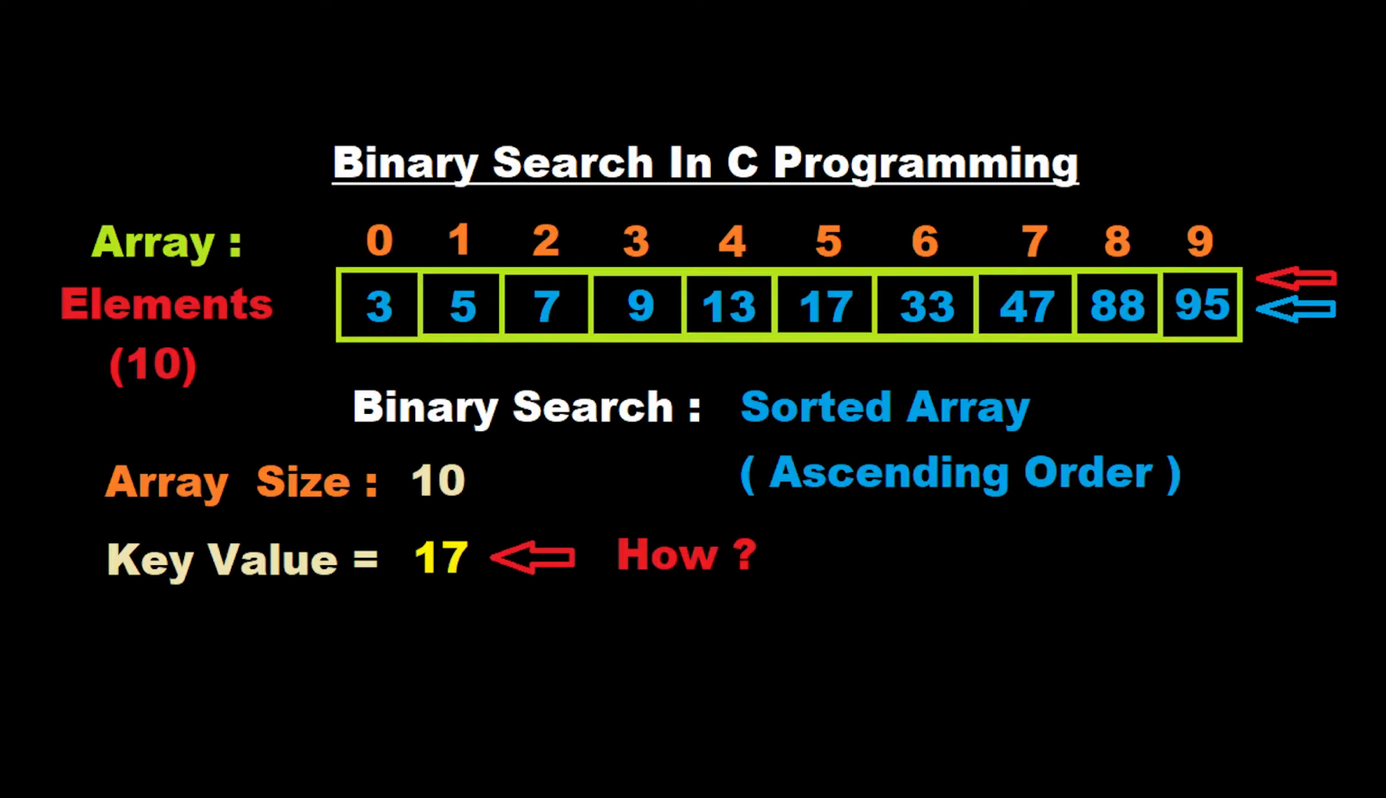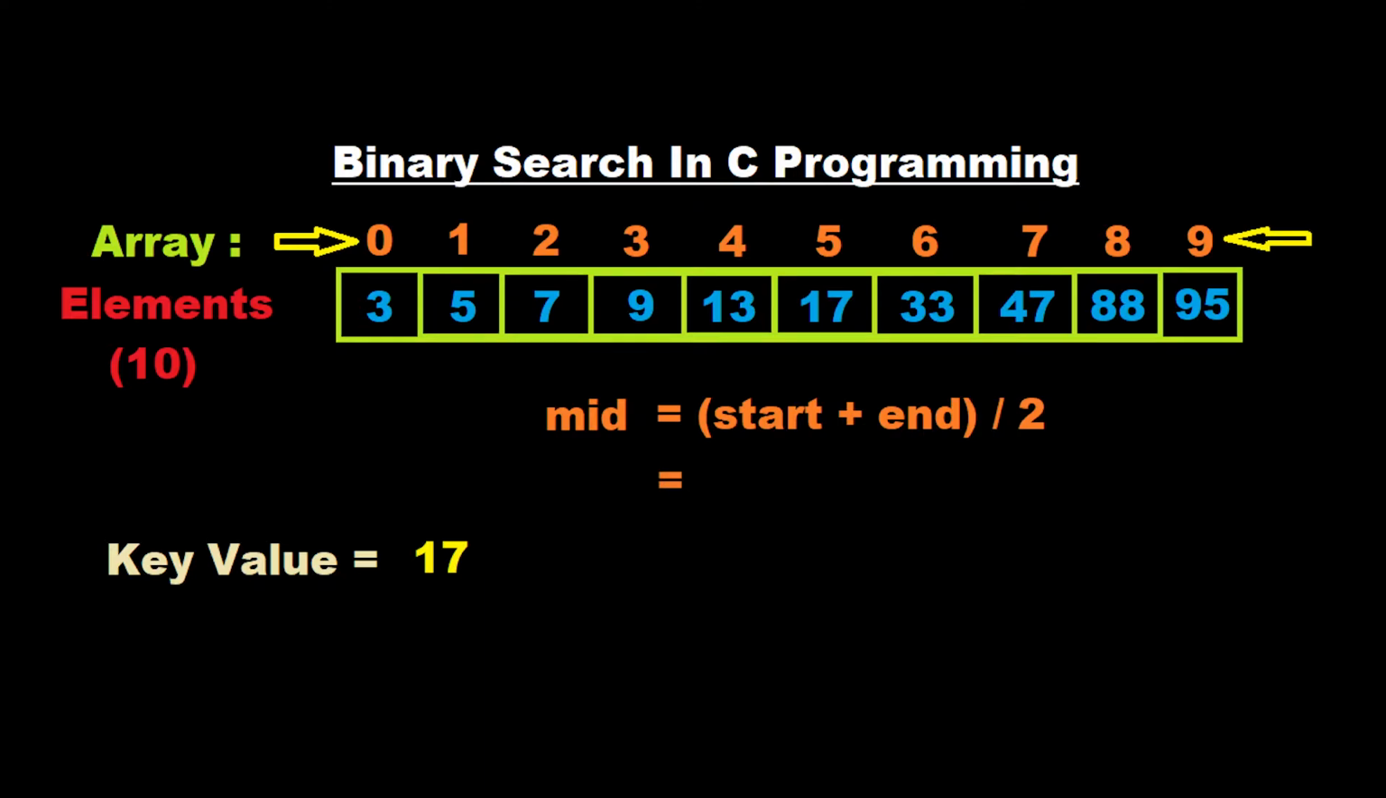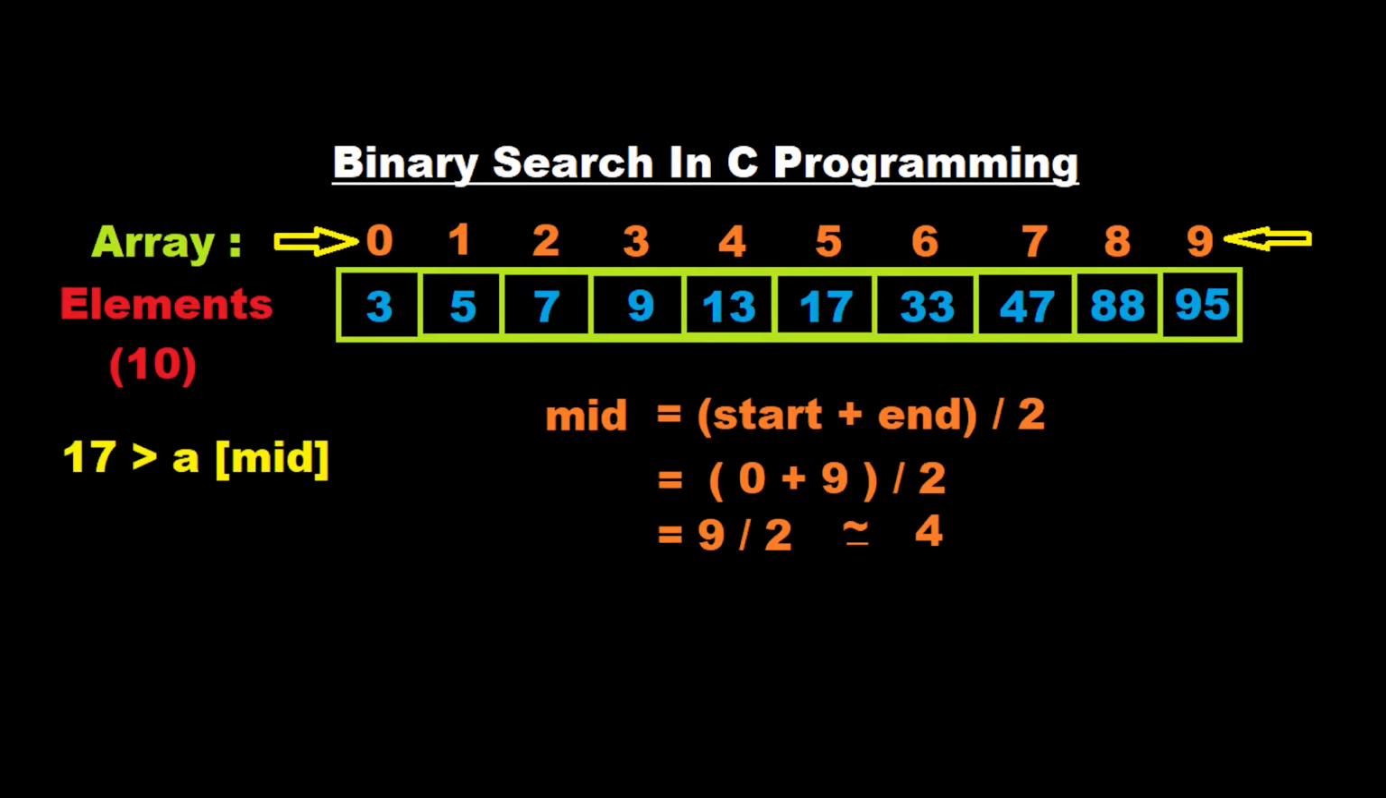We will first divide this array by finding the mid value. The formula to find the mid value is mid equal to (start plus end) divided by 2. As you can see in the diagram, the start value is 0 and the end value is 9. So the mid value will be 0 plus 9 divided by 2, which is 9 by 2, approximately 4. Now we can say that 17, the key value, is greater than a of mid.